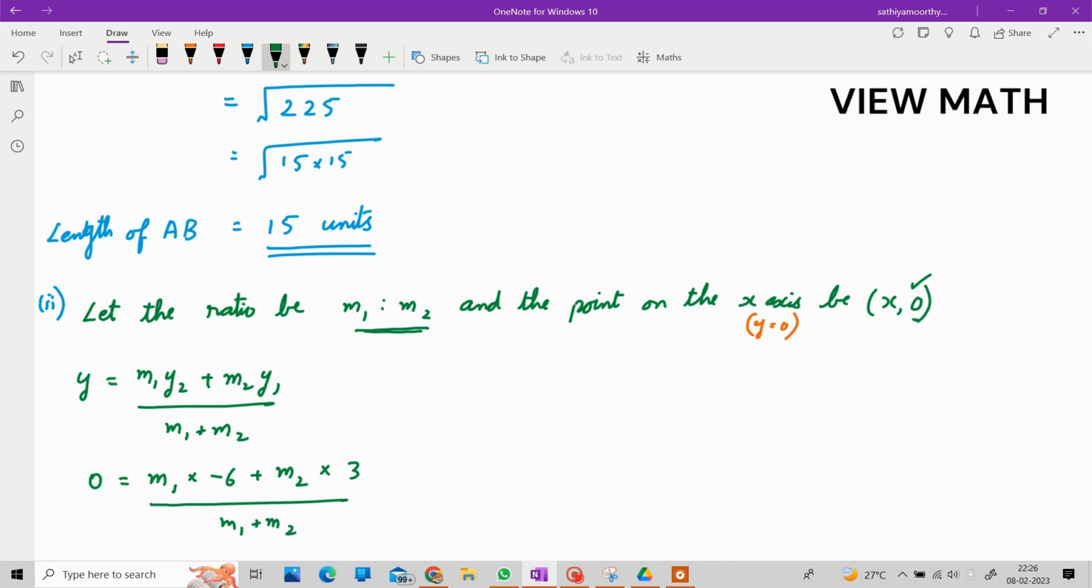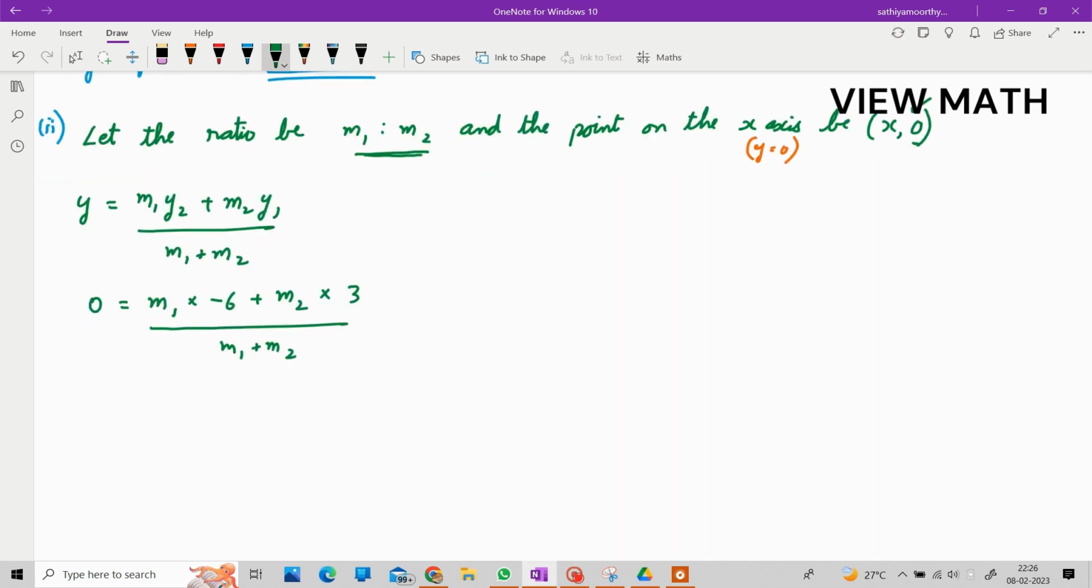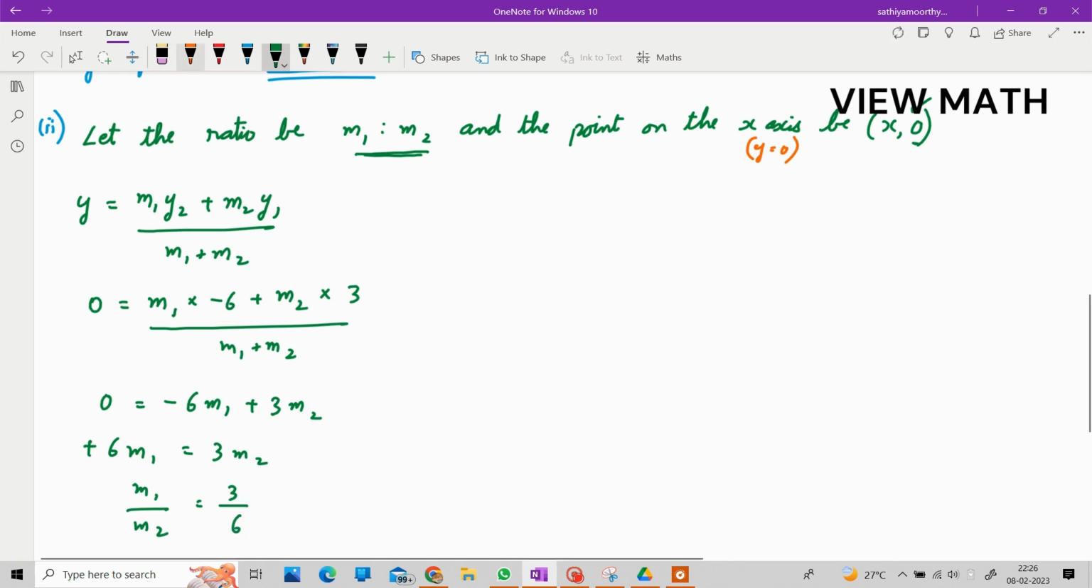If I take the denominator, that is m1 plus m2, to the other side, it becomes 0. So 0 is equal to minus 6 m1 plus 3 m2. Now let me bring this minus 6 m1 to the other side. If it comes to the other side, it becomes positive 6 m1 is equal to 3 m2. Now m1 by m2 is equal to 3 by 6. If I cancel, 3 once is 3, 3 twice is 6, so it is equal to 1 by 2.